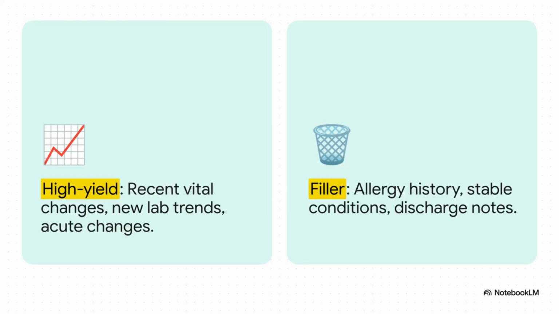Well, we have to learn the difference between high-yield data and filler information. It's kind of like panning for gold. High-yield data, that's the gold you're digging for. It's the recent vital sign changes, new lab trends, current assessment findings, acute changes from the patient's baseline. But to find it, you have to wash away the filler. And that filler is just surface-level distraction designed to trap passive readers. We're talking allergy histories from 5 years ago, yesterday's discharge planning notes, or stable chronic conditions that literally haven't changed a bit. They're just there to take up space and drain your cognitive energy.